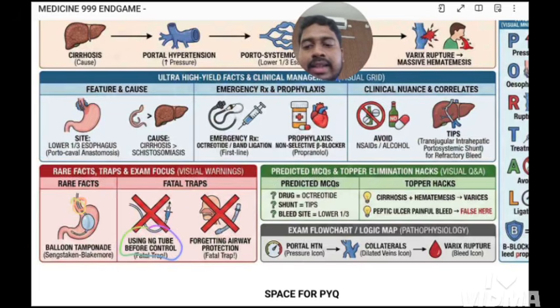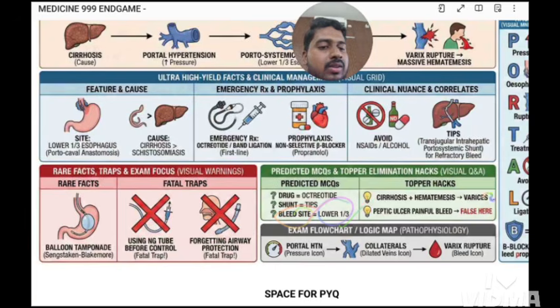Next, using a nasogastric tube before controlling bleeding is not a good option because you are actually damaging the esophageal varices. Next, always think about airway also whenever the patient is managed, because when a patient has hematemesis, he can also have aspiration. Next, drug of choice is octreotide. Shunt, if you have to do it, is TIPS, that is transjugular intrahepatic portosystemic shunt.